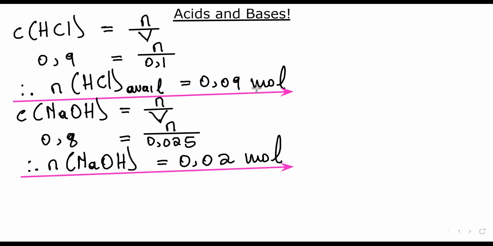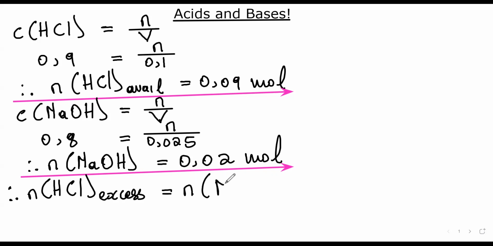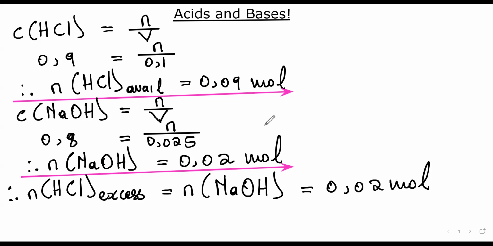But then from the balanced chemical reaction between hydrochloric acid and sodium hydroxide, we can see that the mole ratio is 1:1, which means that the number of moles of hydrochloric acid that are in excess are exactly equal to the number of moles of sodium hydroxide, which are just equal to 0.02 moles.